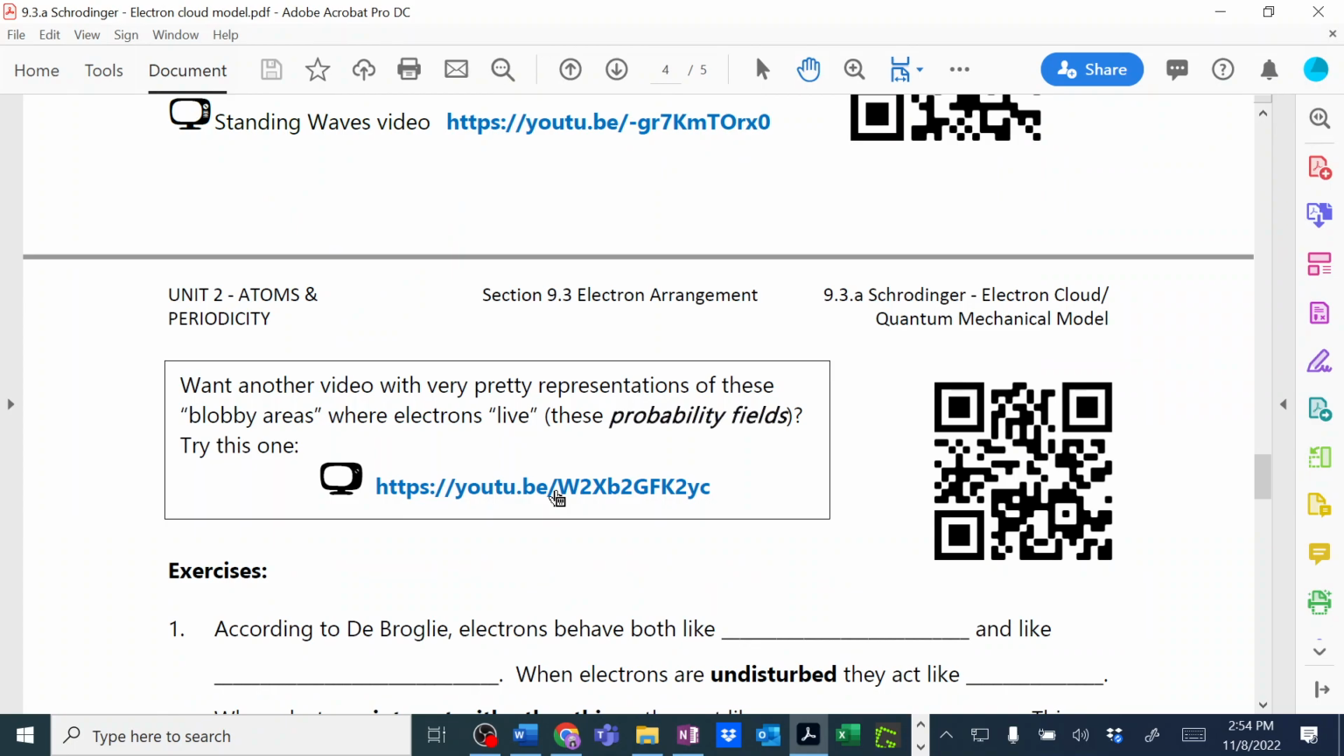This is on page 46. Bingo. As we know at this point, blobby shapes.